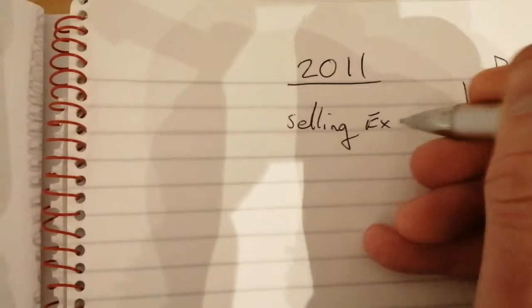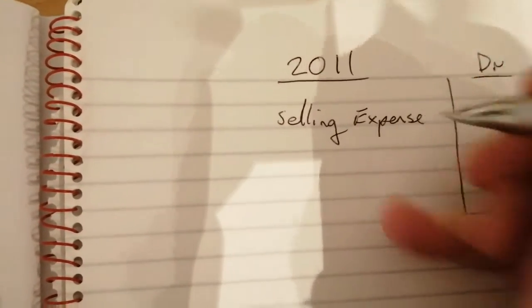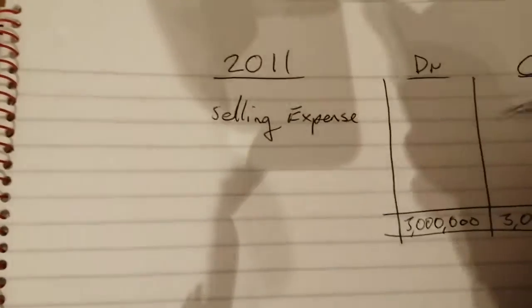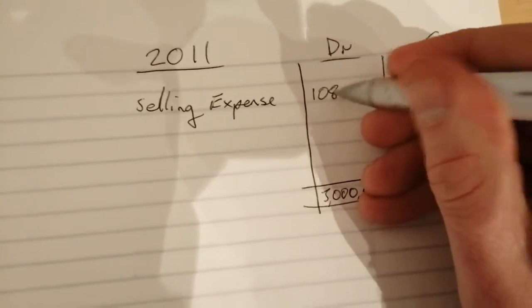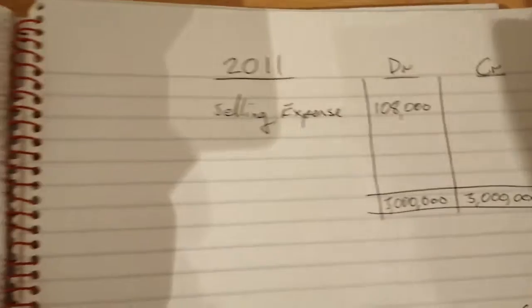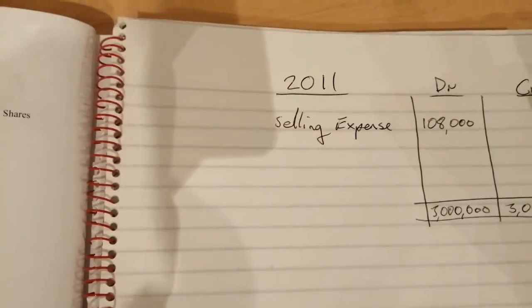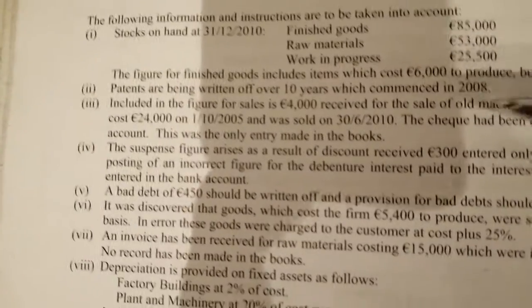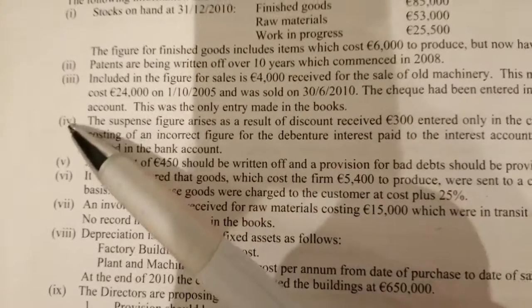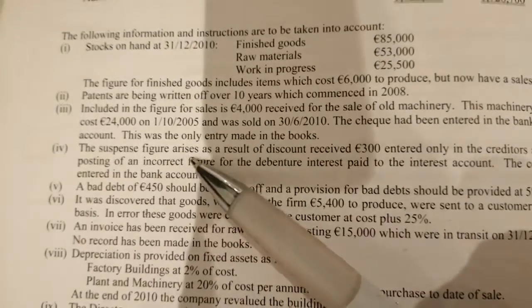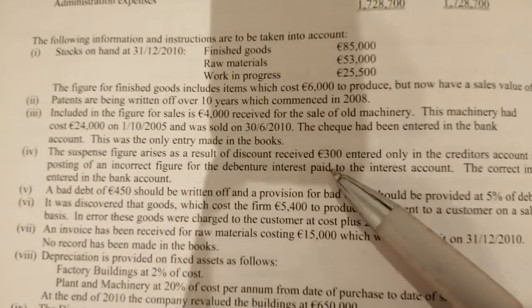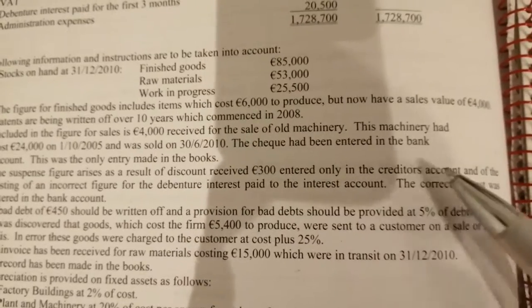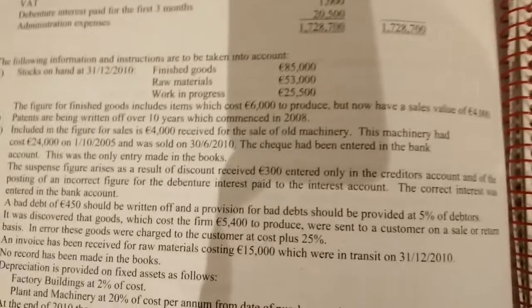Selling expenses. It's an expense, so it goes on the debit side, as we can see from the question. 108,000. Okay, so the next thing is we must see what caused this suspense account to be opened. Where do we see? Okay, part 4. The suspense figure arises as a result of discount received, €300, entered only in the creditor's account. Okay, so that's the first thing.